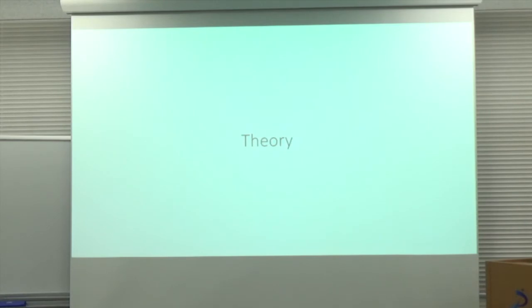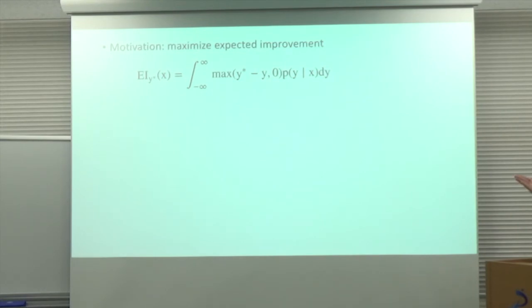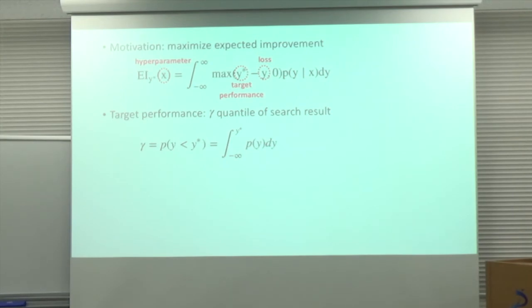So next, let me provide some theory and proof of this idea. The motivation of the TPE algorithm is to maximize what is called expected improvement, whose definition is here. Here we have three variables: x as the hyperparameter, y as the loss, and y star as the target performance. If in the next trial the loss is better than the target performance, we are happy. And here we consider the target performance as the gamma quantile of the search history. Remember that we split the data at the very beginning of the algorithm. This split is done by the gamma quantile. So actually, the target performance is in between the split data.